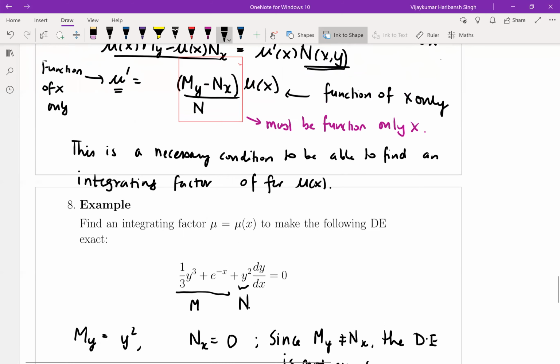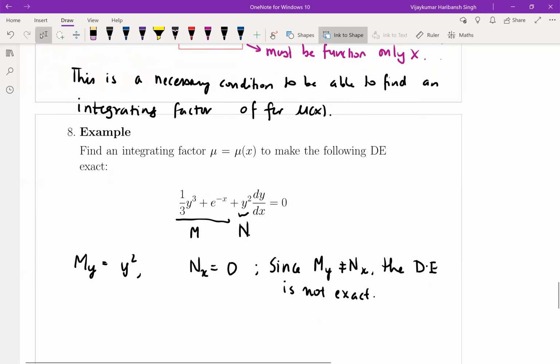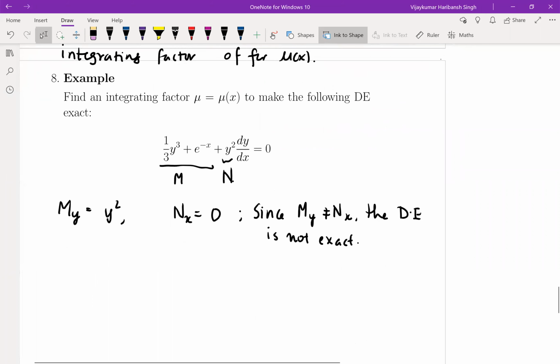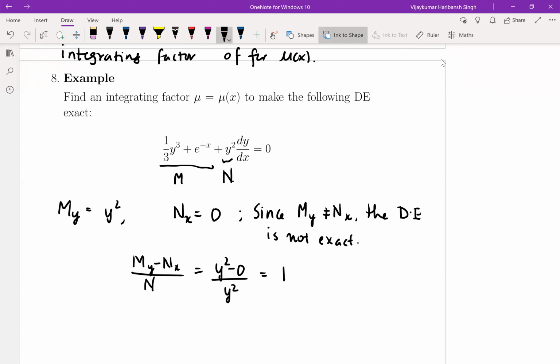Now let's check whether we can find an integrating factor of the following form. Let's compute (M_y minus N_x) divided by N. M_y is y squared, N_x is 0, divided by N, which is y squared. In this case, this is equal to 1. So this is a function of x, and most importantly it is independent of y. We don't want any y there.